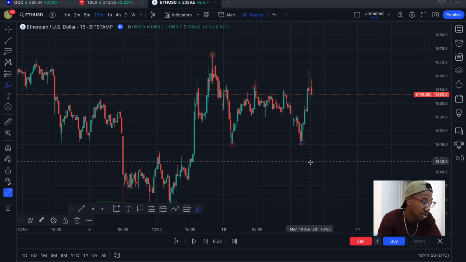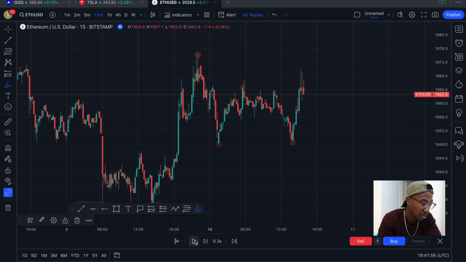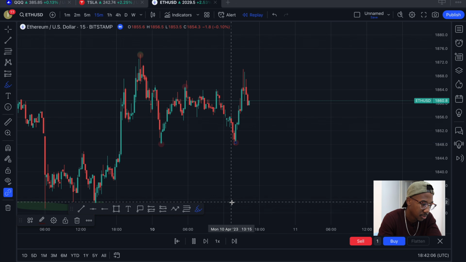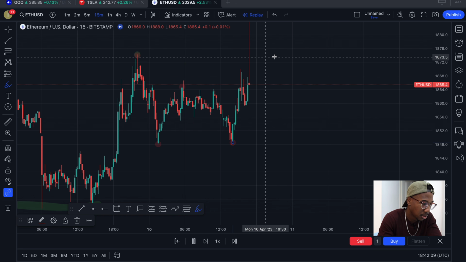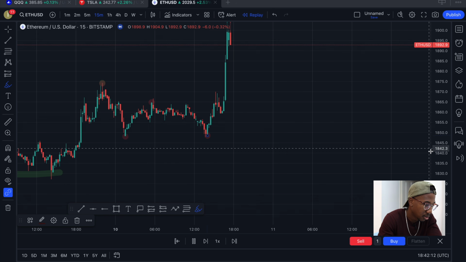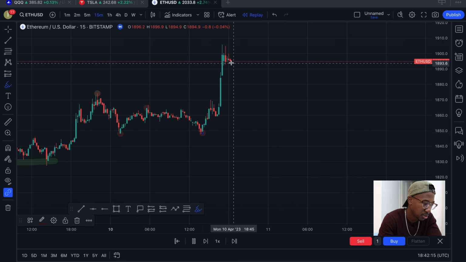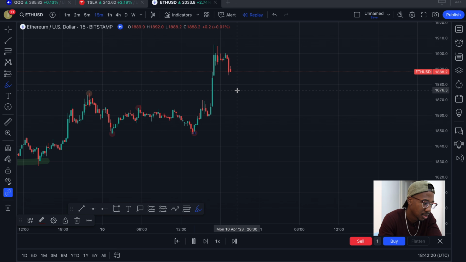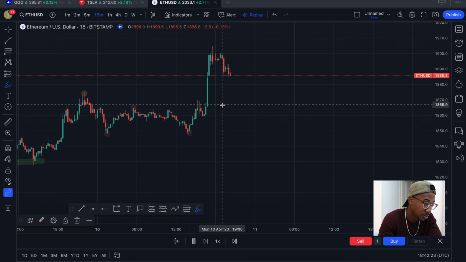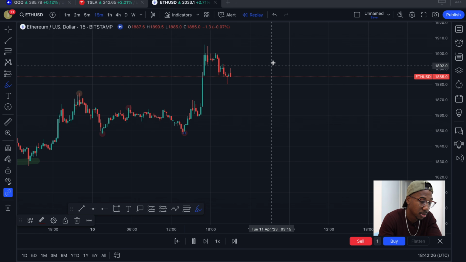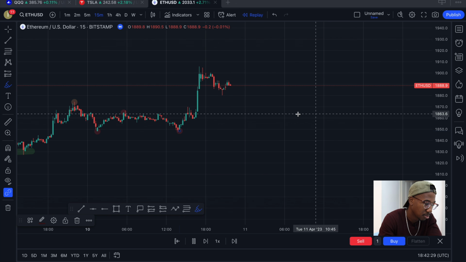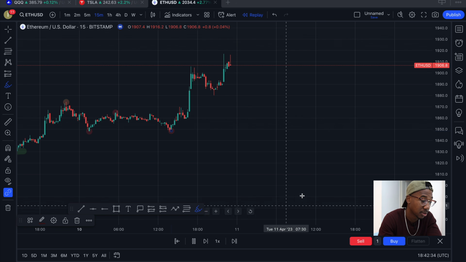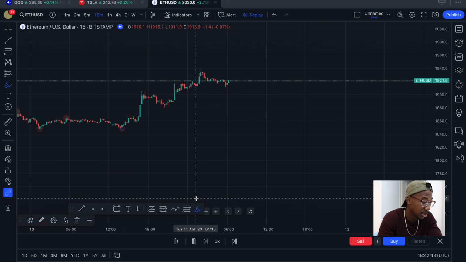So going from here, if we replay, we can see that, all right, we got a break of the structure. So right here, expect a potential pullback, or we got some consolidation. Let's see. All right, so we got our pullback. Now I would expect it to come back, retest, and then go up if it stays on trend. But okay, we got our structure break, and now we should be trading to the upside. This is what it looks like on the 15 minute.